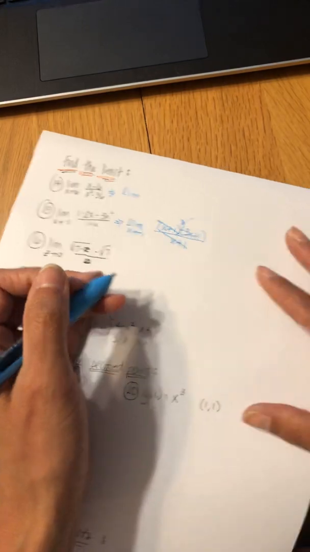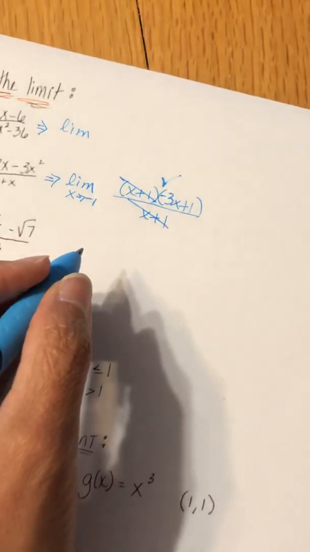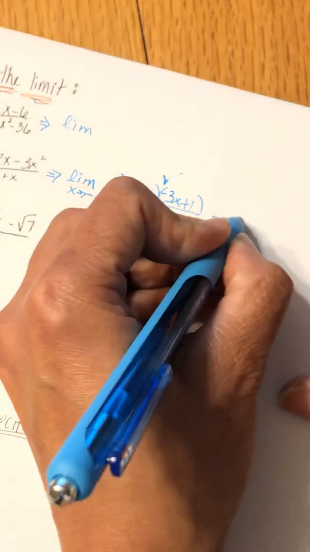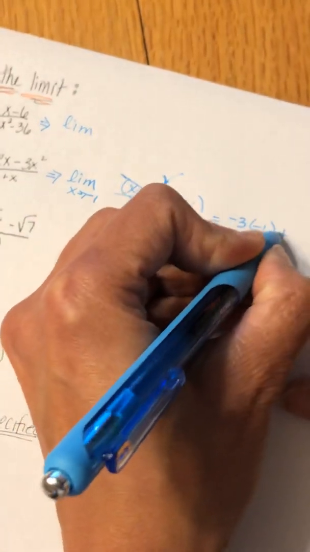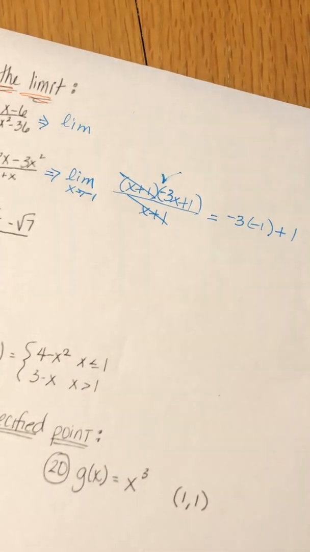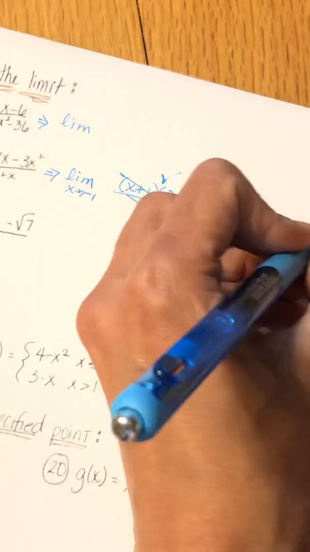Can I zoom out? Yeah, I can. So I zoomed out a little bit too much. All right, so now I'm going to plug in the -1 for x, so -3 times -1 plus 1. And -3 times -1 is a positive 3. 3 plus 1 is 4.